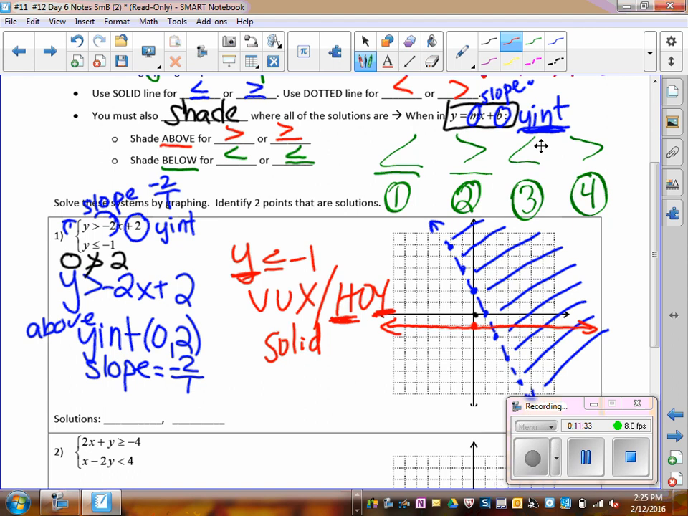Now again, since we used to use a test point, let's take a look at what the test point would give me. If I put in 0 for y and 0 for x, is 0 less than or equal to negative 1? No. So that does not work. So 0, 0 is not a solution. Do not shade him. He's saying, don't shade me. Shade the other side. So again, let's lightly shade the other side. And notice we have less than or equal to. Less than or equal to means we shade below. And we see we shaded below.